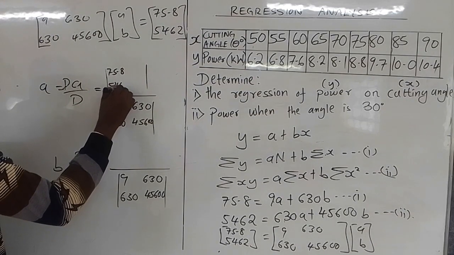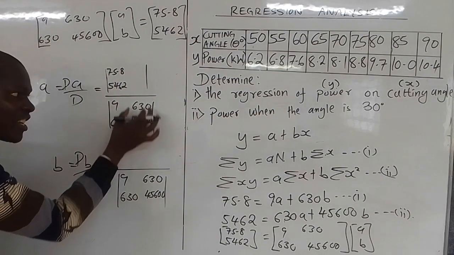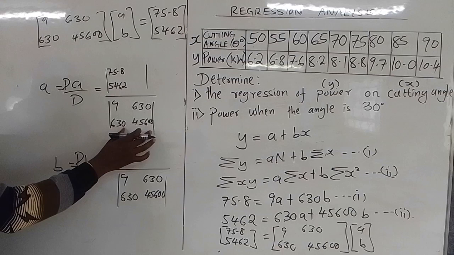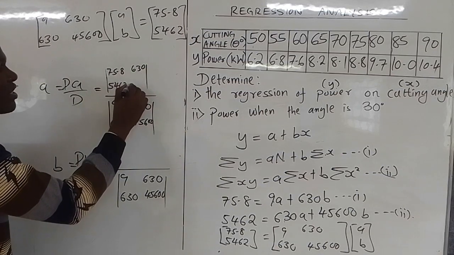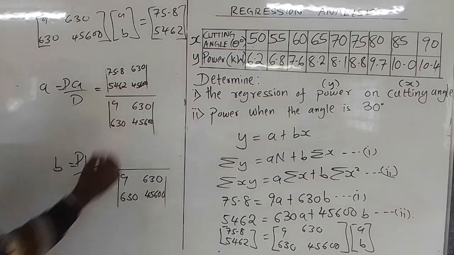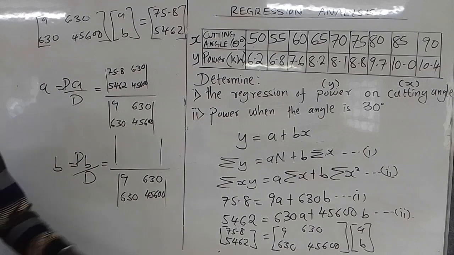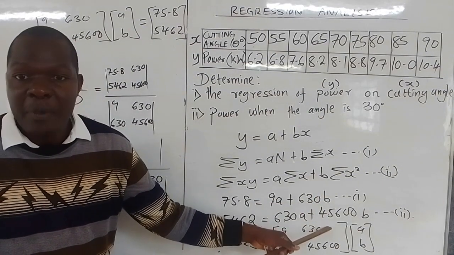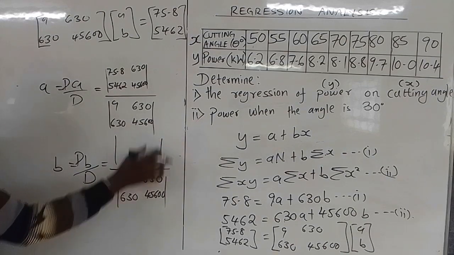75.8 and 54.62. Then column B remains the way it is here. Are we together? It remains the way it is, which is 630, 45, 600. Then you come here, D of B. If you want D of B, you can see B is the second column, isn't it? So the second column is here. You substitute with the solution.